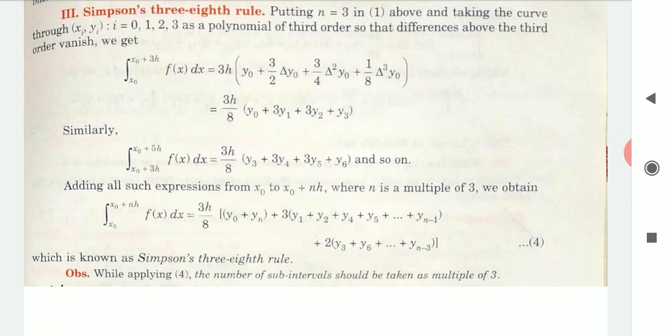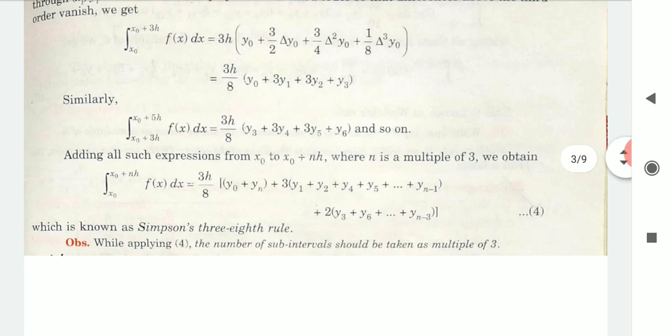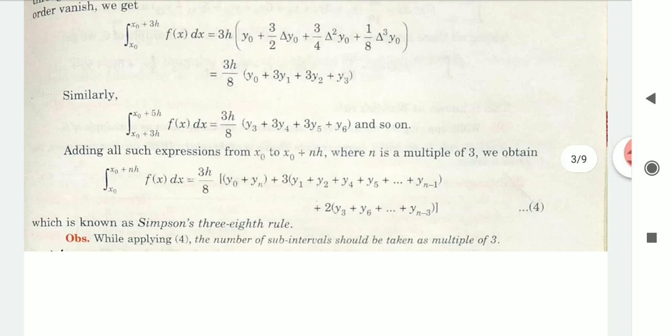Similarly x0 plus 3h to x0 plus 5h, here the jump of 3 things are there. Why? Because we are putting n is equal to 3. So first integration was from x0 to x0 plus 3h. So not 1, 2, 3, यहाँ पे 3, 4, 5. Okay. So the integral of f(x) dx will be equals to 3h by 8 into y3 plus 3 times y4 plus 3 times y5 plus y6 and so on. ये पैटर्न मिल रहा है हम लोगों को 1, 3, 3, 1 का.